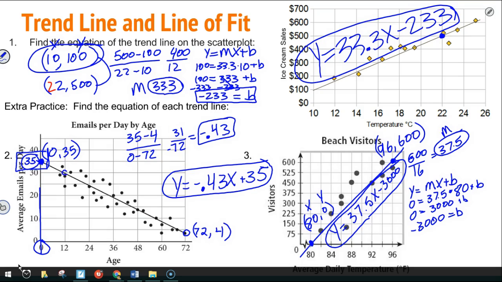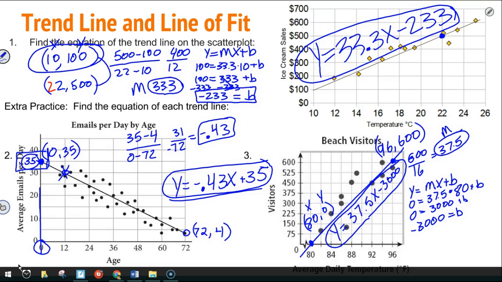That one looks fairly close, but I don't want to choose 2 points too close to each other, far apart. So I chose this dot at the very far end of the graph, 72, 4. Do your slope formula to get negative 0.43. Put the m and the b together to get your equation, negative 0.43x plus 35.